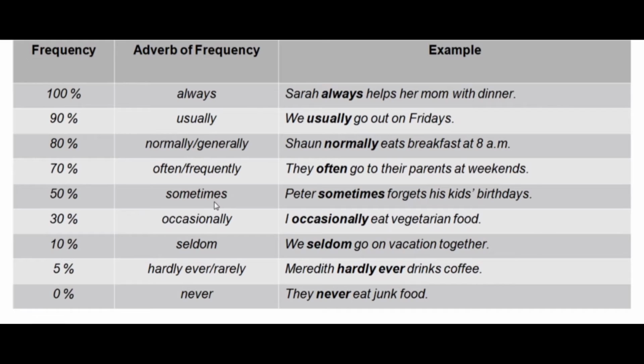50%, sometimes. For example, Peter sometimes forgets his kids' birthdays. And for 30% frequency, we use occasionally. For example, I occasionally eat vegetarian food. And for 10% frequency, we use seldom. For example, we seldom go on vacation together. For 5%, hardly ever or rarely. For example, Meredith hardly ever drinks coffee. And for 0% frequency, we use never. For example, they never eat junk food.